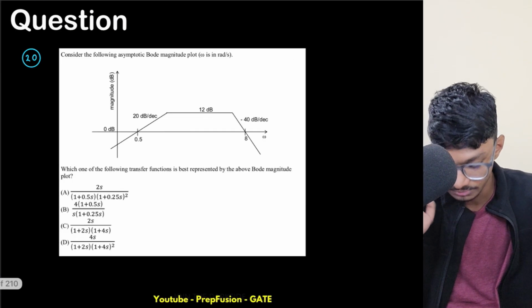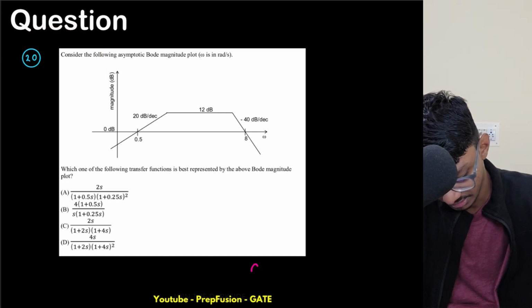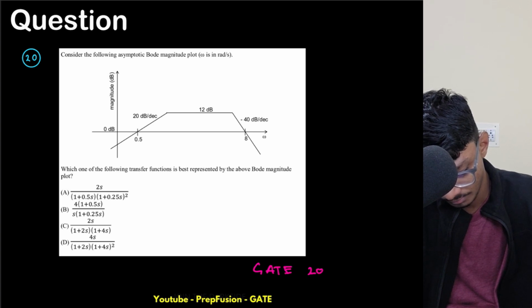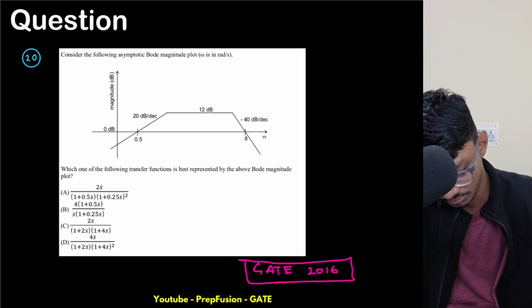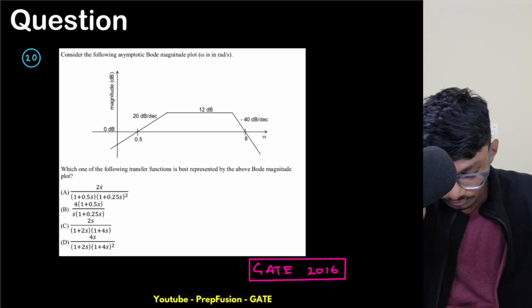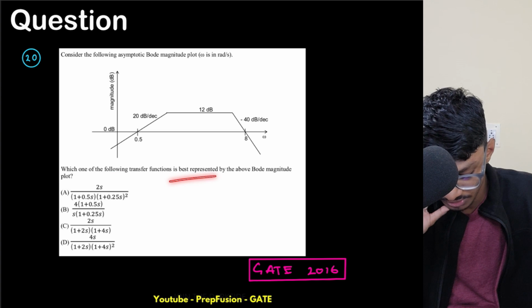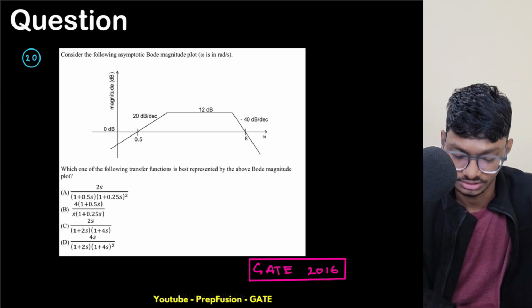So let's do another question. This is again another GATE question. I am forgetting to write the years. Okay, this is another GATE question, but this is, I think, 2016, IC Bangalore. So again, they have given you the Bode plot and you have to find which one is the best approximated transformation for this given Bode plot.